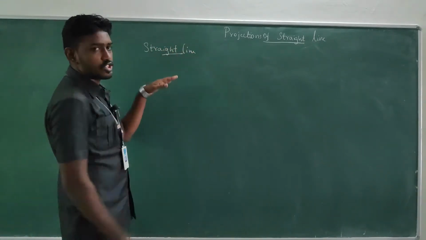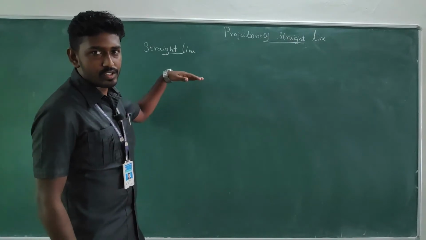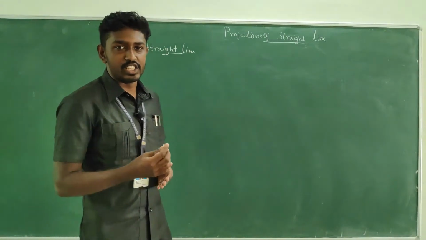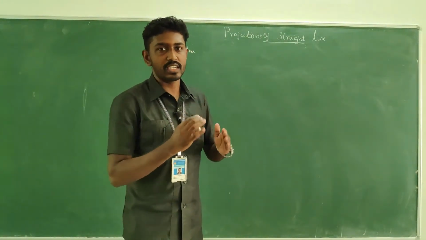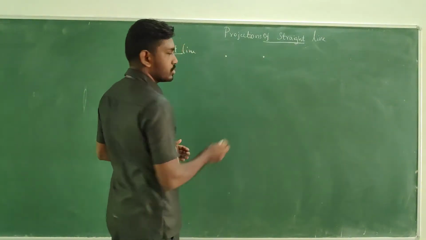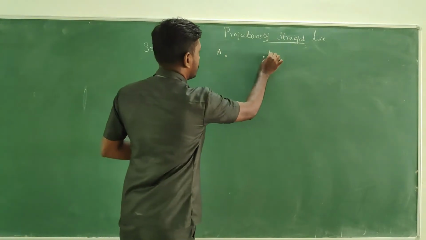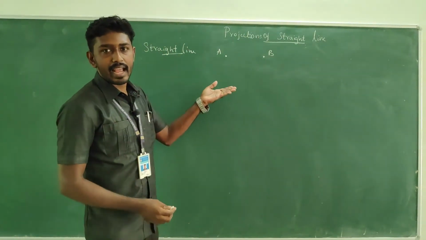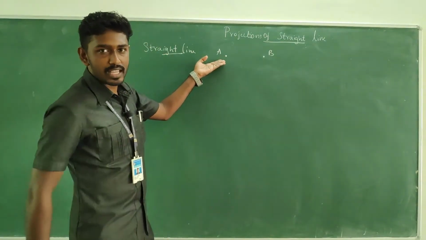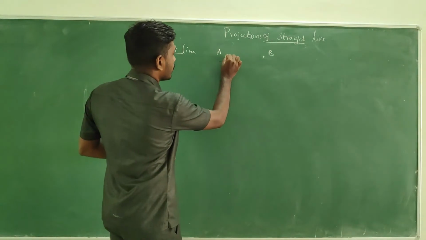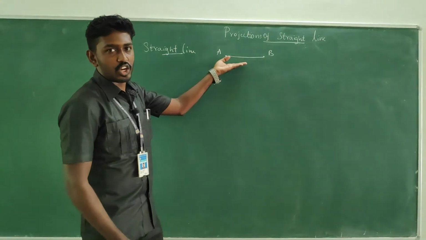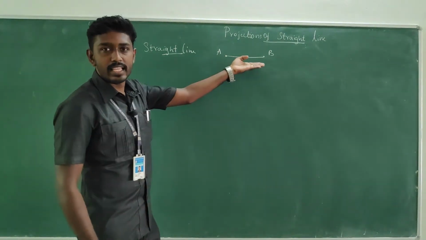What do you mean by straight line? A straight line is actually defined as the shortest distance between 2 points. For example, I am taking 2 points, A and B. If I take the shortest route to reach B from A, that is known as a straight line. This is how we join to take the shortest route, and the outcome will be the straight line.